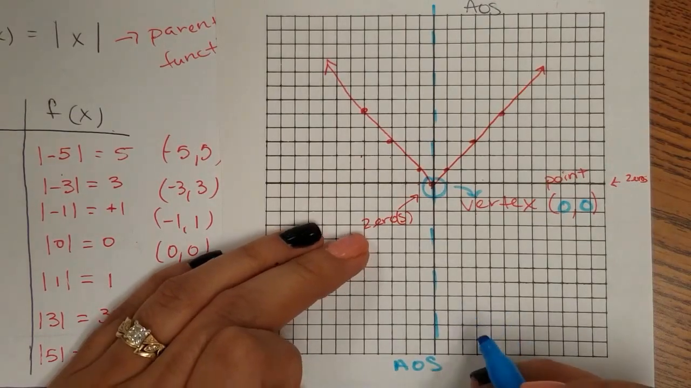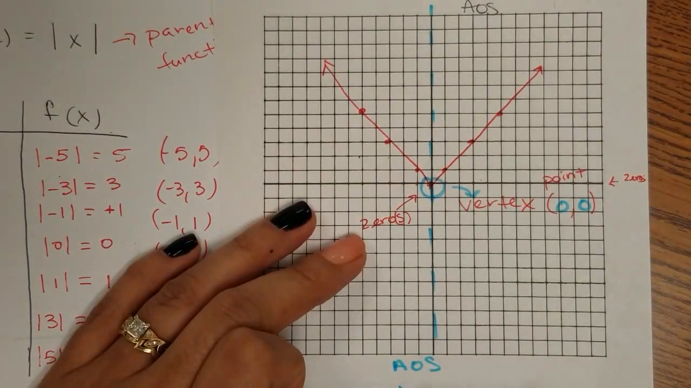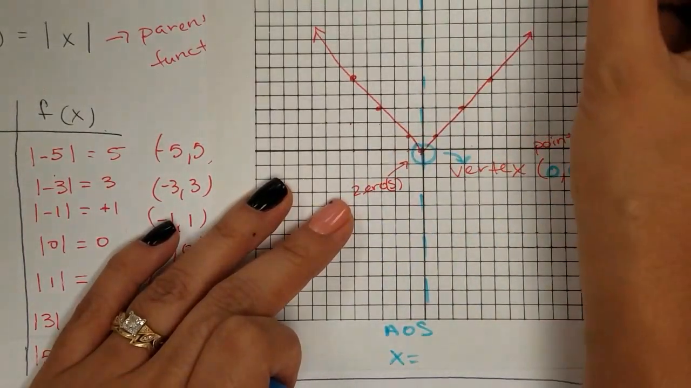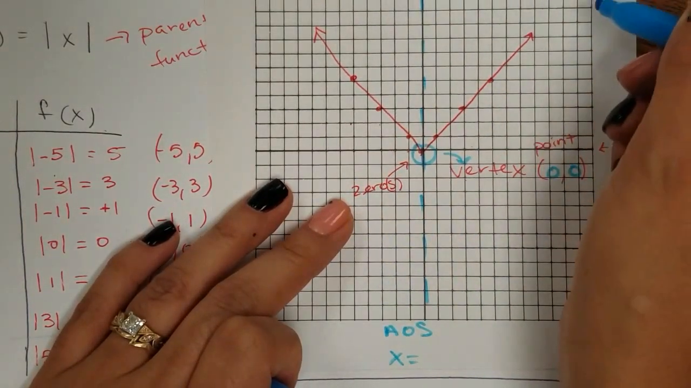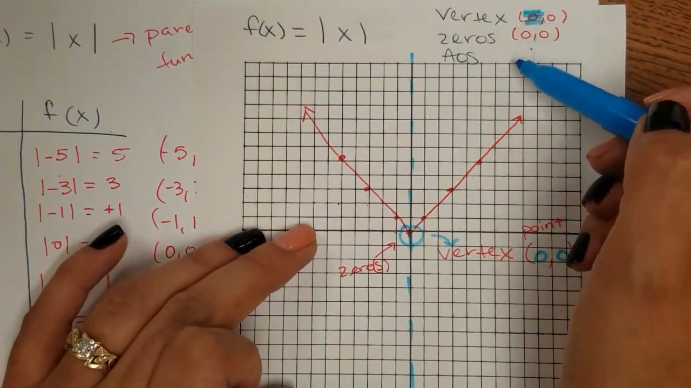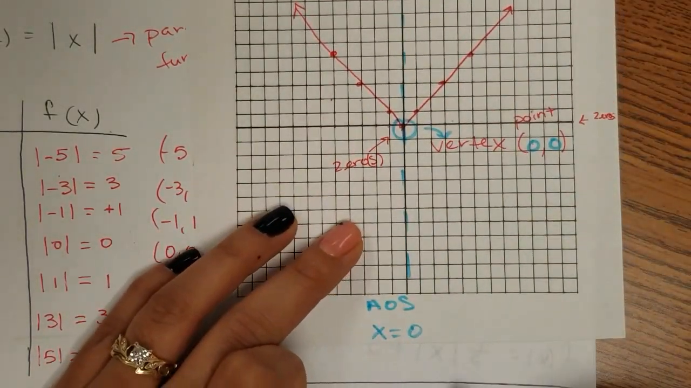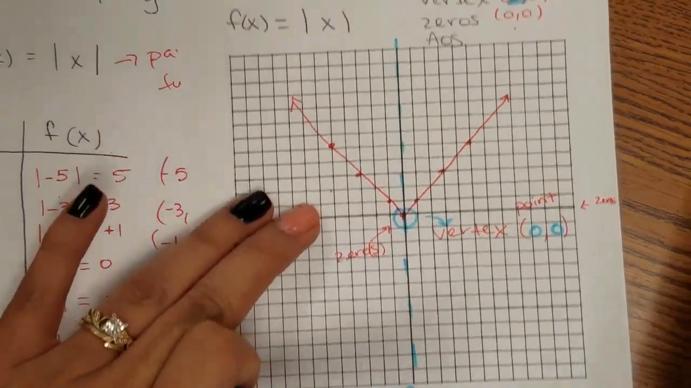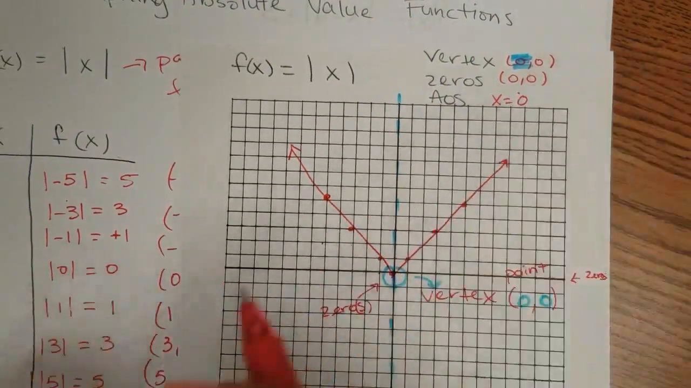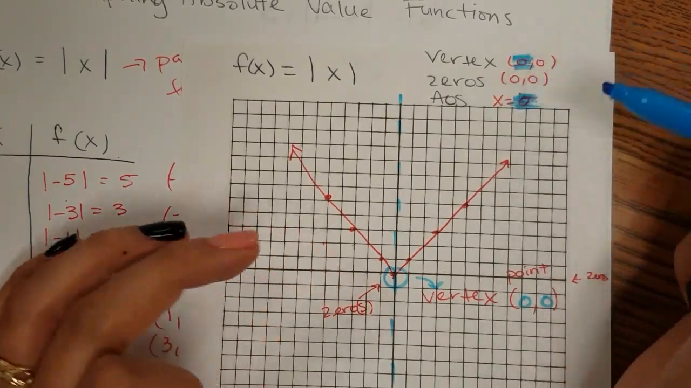I call it AOS. That's going to be a vertical line because this line goes up and down, and it's the line x equals some number. Whatever x is in the vertex, that is what x is equal to. So here x equals 0, so your axis of symmetry is the vertical line x equals 0. When you write it, you always set it up as x equals and then whatever number that is. So these two values are always going to be the same. It's whatever your x value is in your vertex.